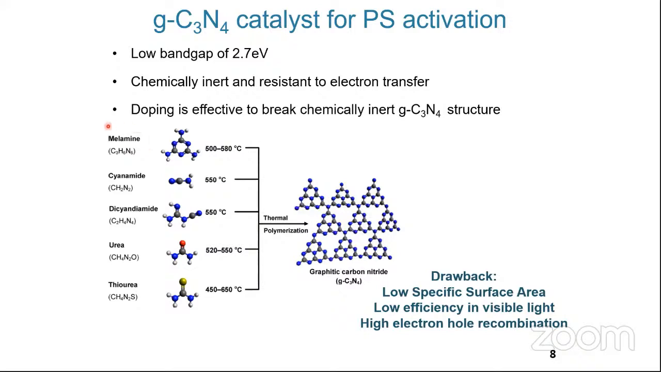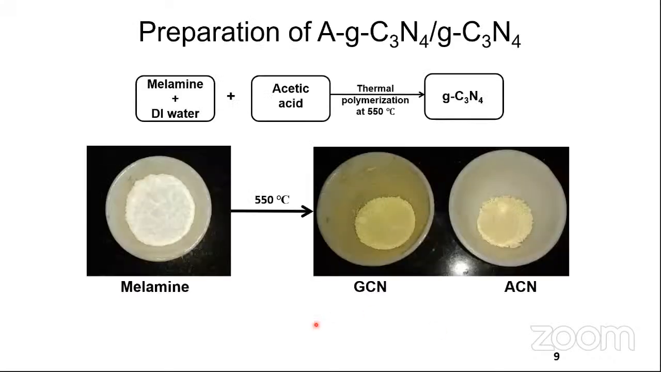Melamine is a widely used precursor because of the high yield, around 40%, for the formation of graphitic carbon nitride. But the major drawbacks of this carbon nitride are a low specific surface area, low efficiency in visible light, and high electron-hole recombination. So I worked on improving the specific surface area and checked the activity with respect to the increase in the specific surface area.